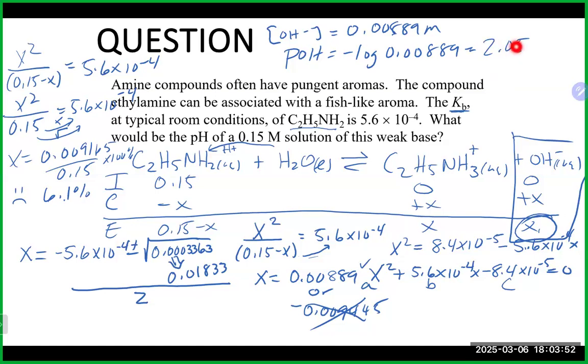Once again, if for some reason you thought that was the pH, it really shouldn't make sense to you, because this is a base, right? And clearly a pH of 2.05 is not basic. So our pH in this case would be 14 minus that. And that should move us to a basic pH of 11.95, which definitely is basic in this case.